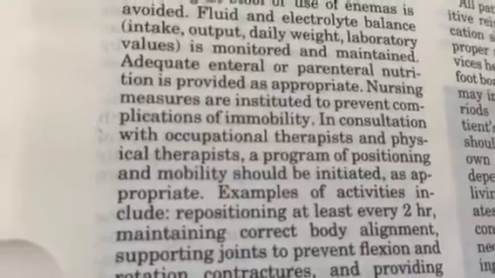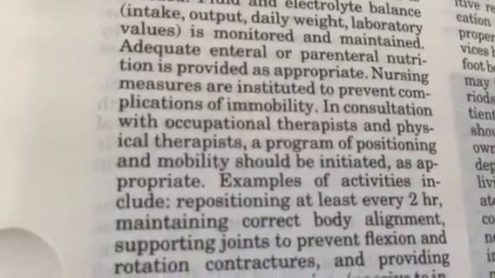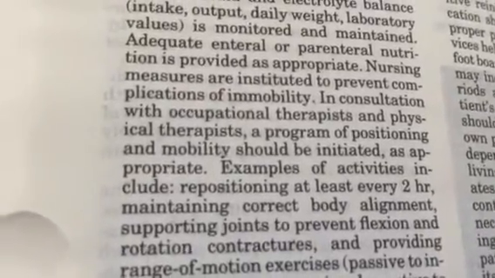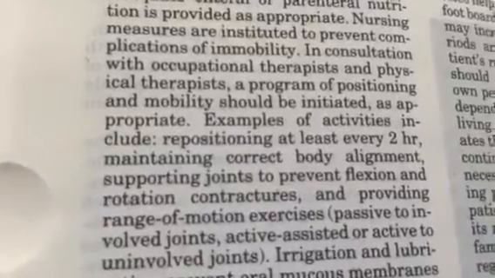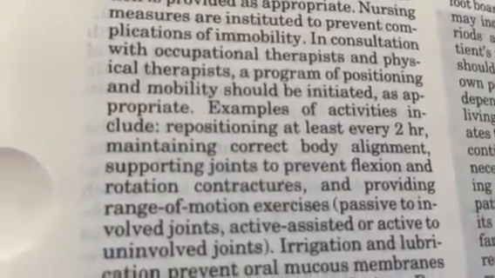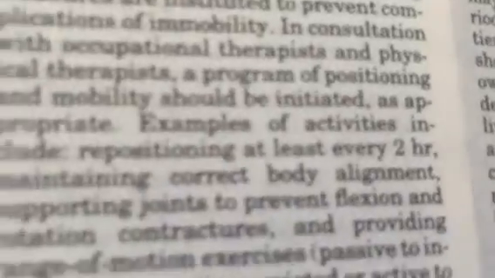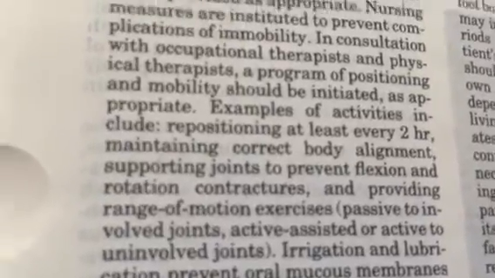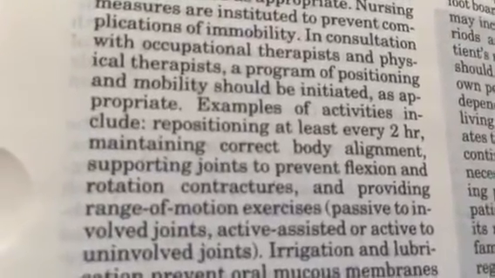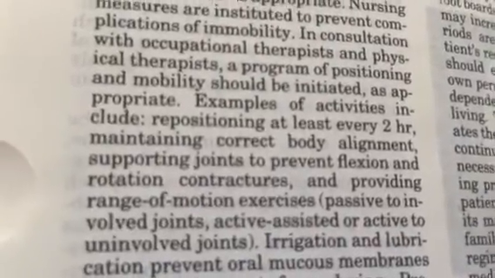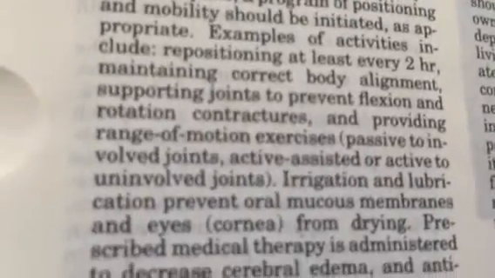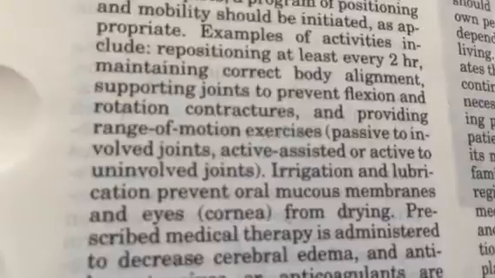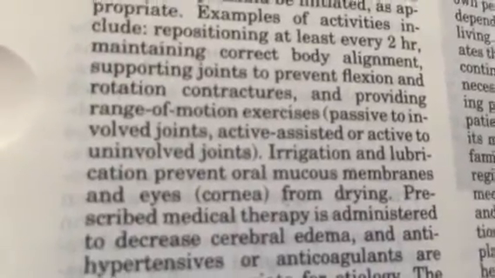Nursing measures are instituted to prevent complications of immobility. In consultation with occupational therapists and physical therapists, a program of positioning and mobility should be initiated as appropriate. Examples of activities include repositioning at least every 2 hours, maintaining correct body alignment, supporting joints to prevent flexion and rotation contractures, and providing range of motion exercises.